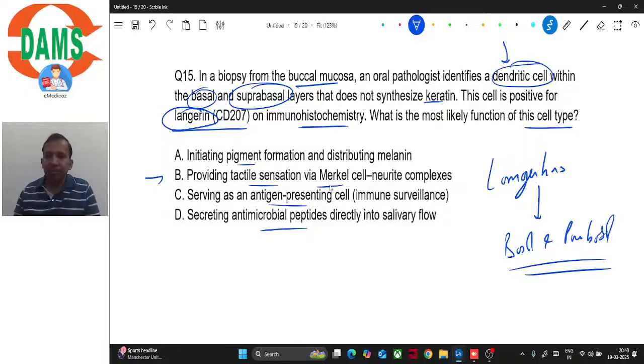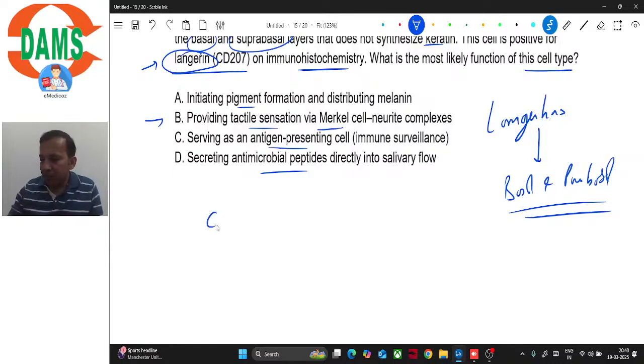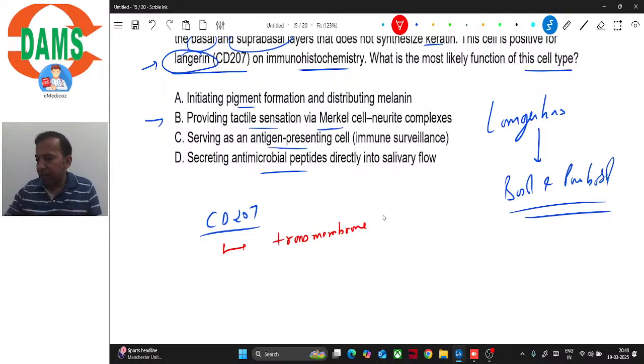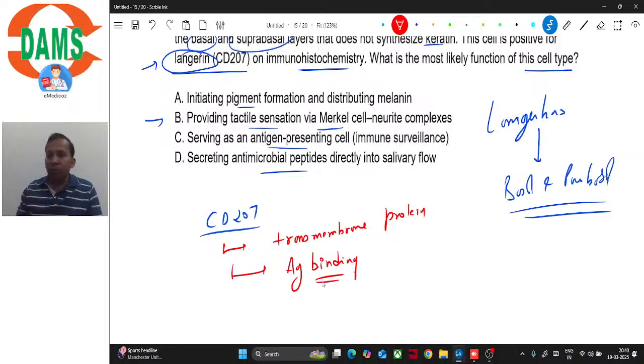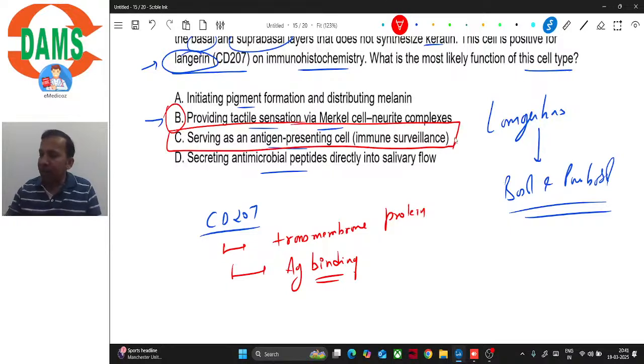and they are sensory. So this Langerin, basically it is a transmembrane protein, right? Langerin or CD207, this is a transmembrane protein and it helps in binding antigen. So this transmembrane protein traps the antigen. It helps in binding to the antigen. Clear? So option C, that is serving as an antigen presenting cell, is the correct answer. So let's go to the next question.